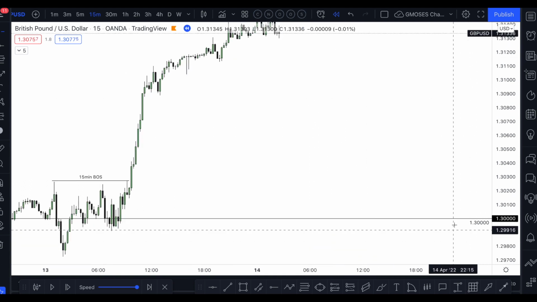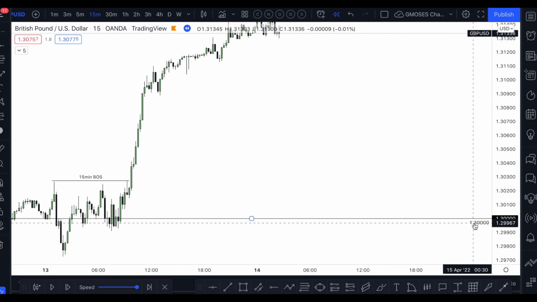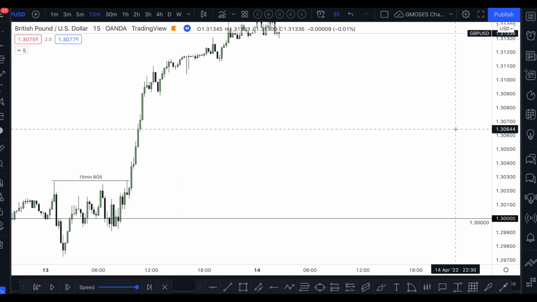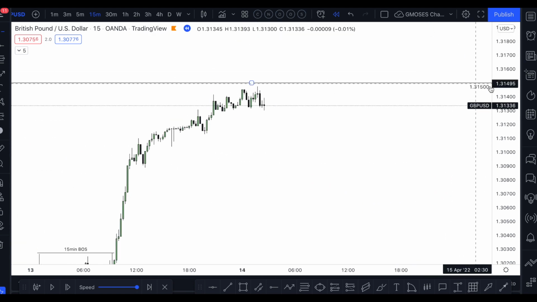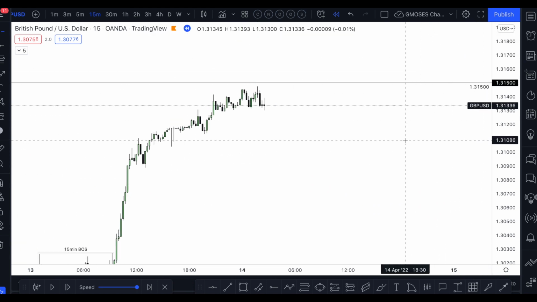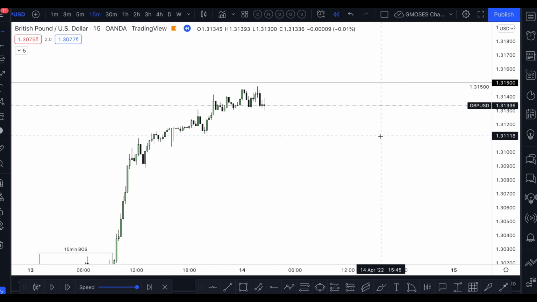So if we come down here, anything that's a whole number, 1.3 thousand, 1.31 thousand, those are whole numbers. Those levels are bank levels. Anything with the 500, for example, you have your 1.3500, 1.31500, those are mid levels. Price respects whole numbers, mid levels, sometimes quarter levels, things like that.